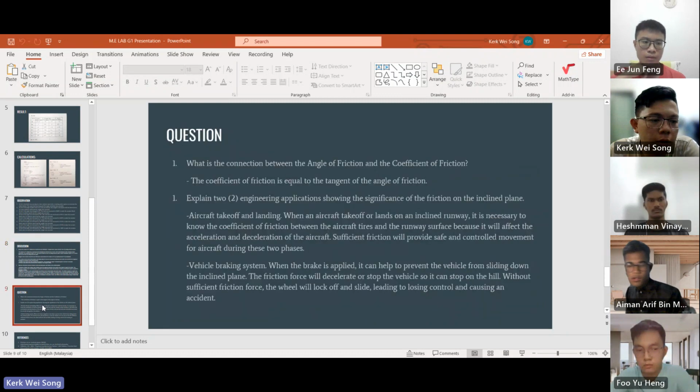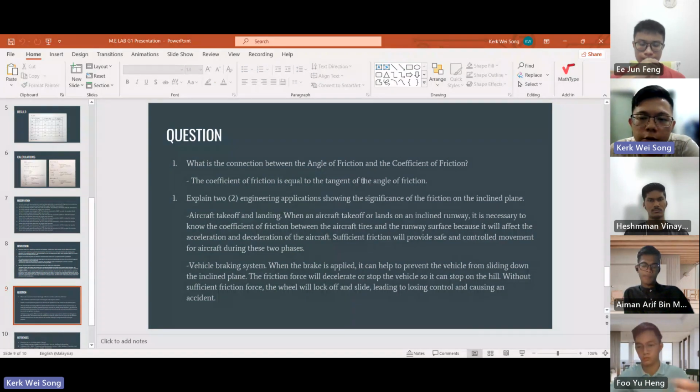Question part. There are two questions. First, what is the connection between the angle of friction and the coefficient of friction? The coefficient of friction is equal to the tangent of the angle of friction. The second question is to explain two engineering applications showing the significance of friction on the inclined plane. First is aircraft takeoff and landing. Second is the vehicle braking system.